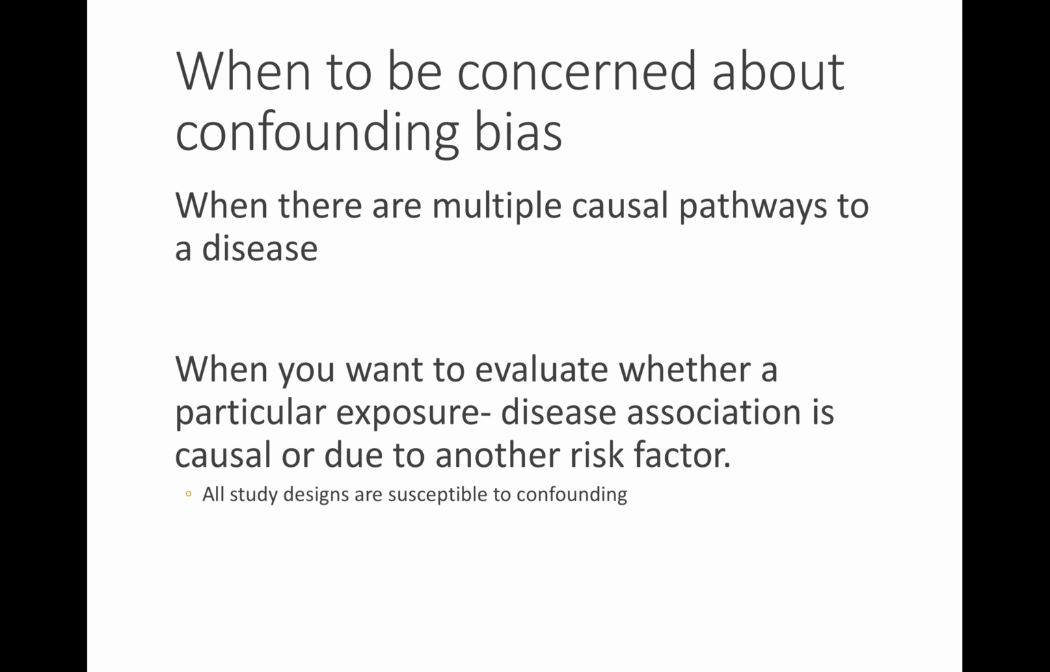A lot of times those that are at risk for one of those exposures are at risk for those other exposures too. And so we're trying to find which ones are causing the most risk for the disease we're interested in. And so we want to evaluate whether a particular relationship between an exposure and disease is causal or it could be due to another risk factor. So remember our first objective in epidemiology. We want to establish that there is a causal link between an exposure and disease. Not just an association, but we could say that this exposure is actually causing disease.